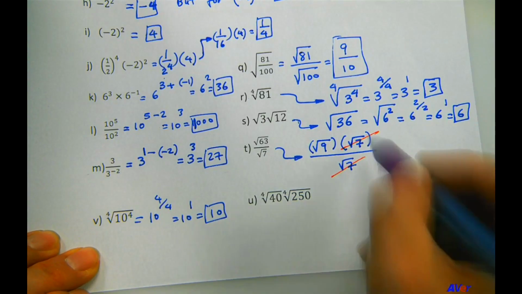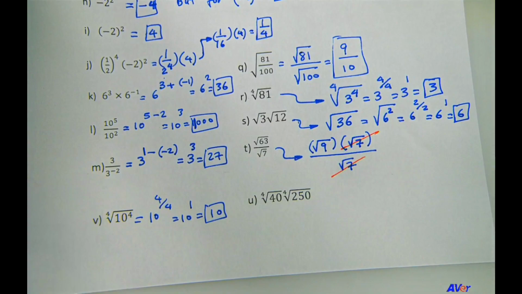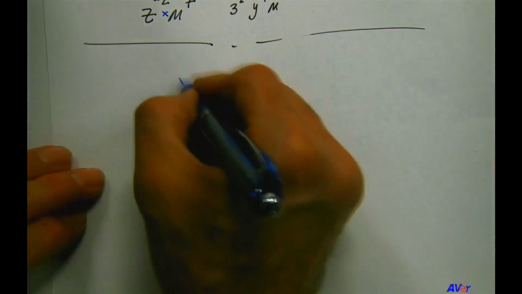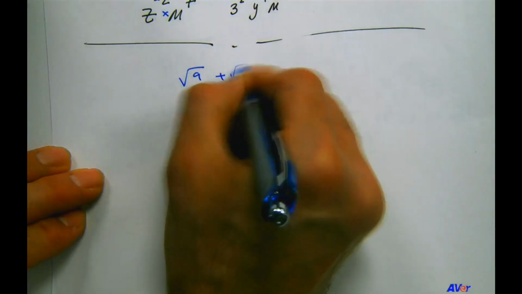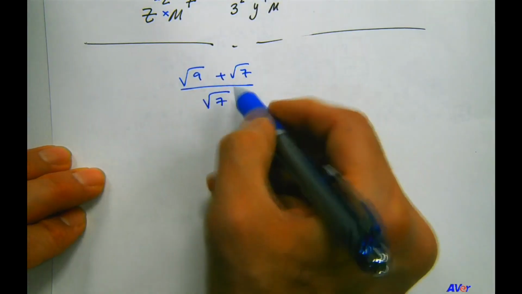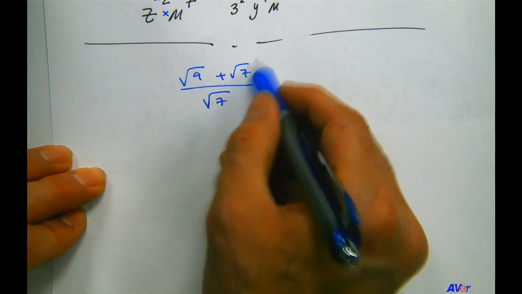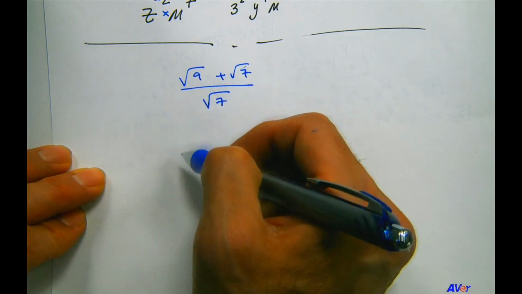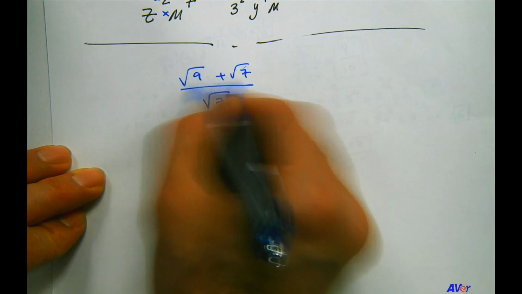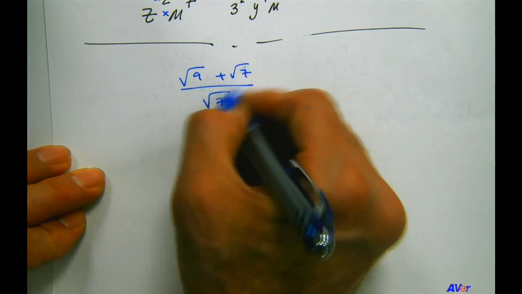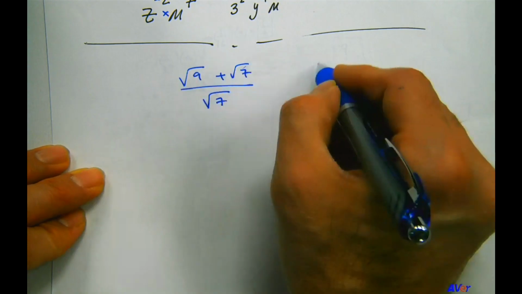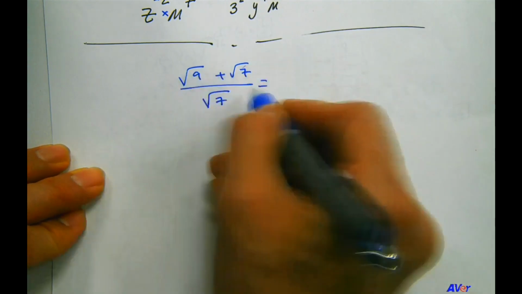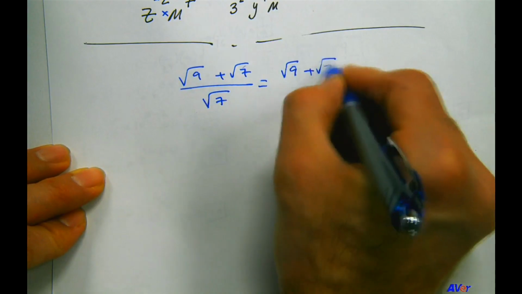Why? Because they're being multiplied. I've seen some people extend this to addition and subtraction. I've seen it so many times. Let me make this clear. Guys, if we have square root of 9 plus square root of 7 over square root of 7, you cannot cancel this square root of 7 with this. Why? Because it's being added in the numerator. What is this equal to? It's equal to square root of 9 plus square root of 7 over square root of 7. It's equal to itself.